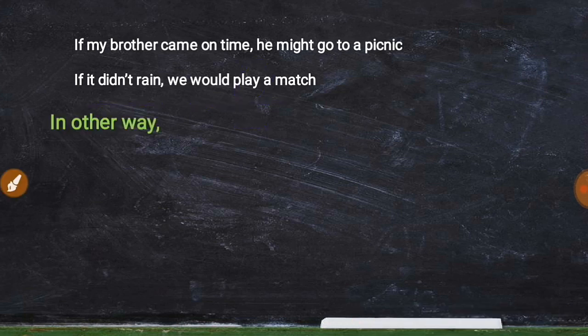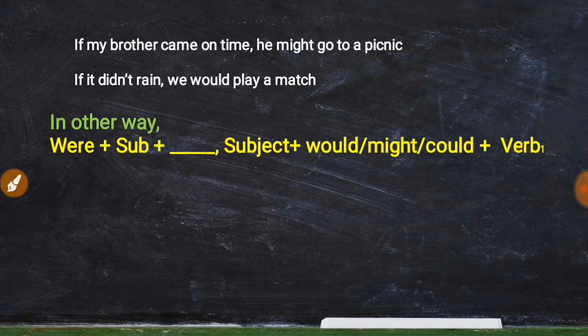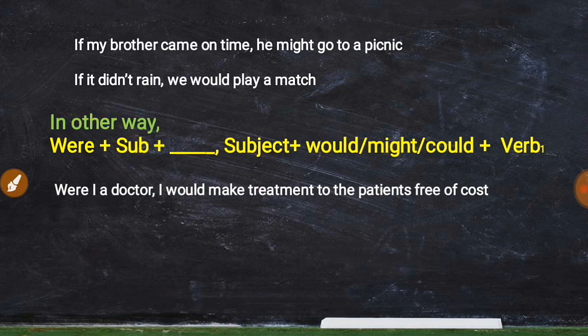Now see that in another way we can use the unreal conditions, that is we don't use the "if". So what is it? We do it in the inversion form. See the example: the auxiliary verb is in front of the subject, and then all the other things are the same. This will be: "Were I a doctor, I would make the treatment."